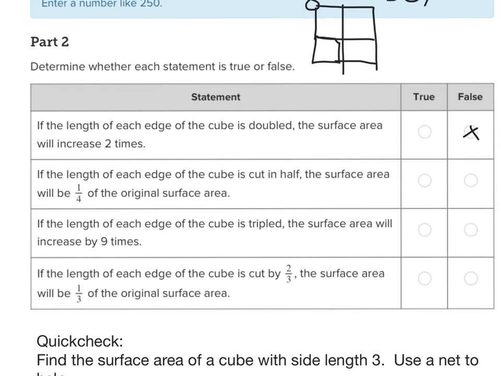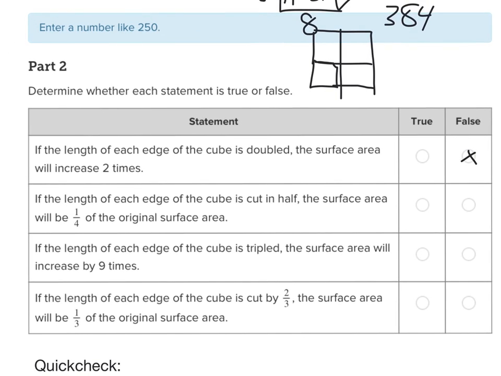If the length of each edge of the cube is cut in half, the surface area will be 1/4 of the original. That's true. Look at the drawing that I had made before. If I take an original square face of a cube and I cut it into fourths, well, that would be cutting each edge in half. This edge would be half as long, this edge would be half as long, so I'd be left with that as the size of my cube, so that's 1/4 the area of the front face, and I'd have 1/4 of every face. So that is true.